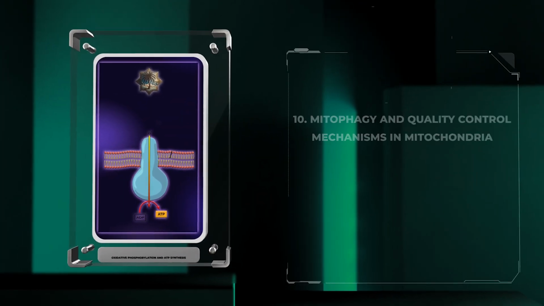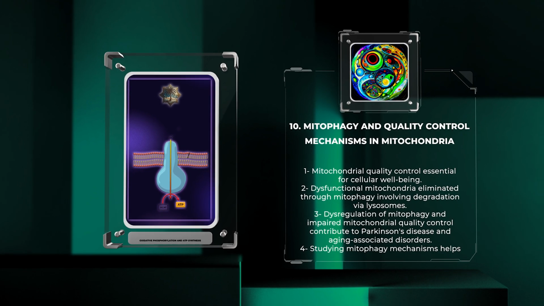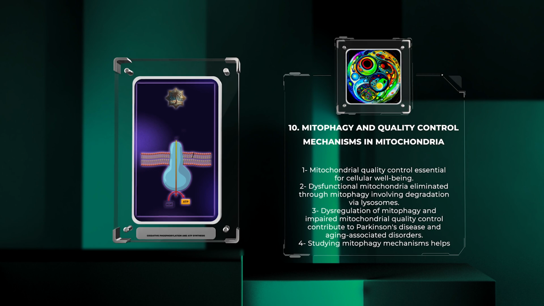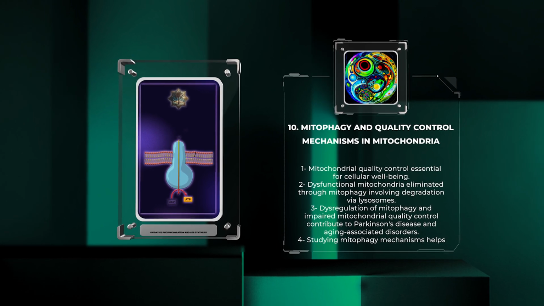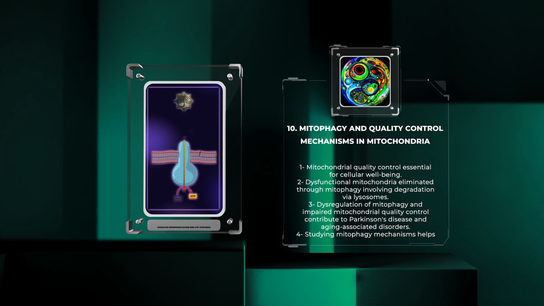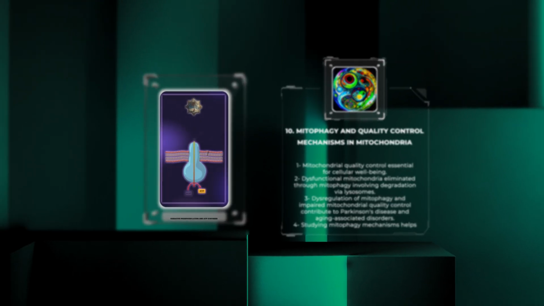Mitochondrial quality control is essential for cellular well-being. Dysfunctional mitochondria can be eliminated through mitophagy, a process involving degradation via lysosomes. Dysregulation of mitophagy and impaired mitochondrial quality control contribute to diseases like Parkinson's and aging-associated disorders. Studying mitophagy mechanisms can aid in developing treatments to improve mitochondrial quality.